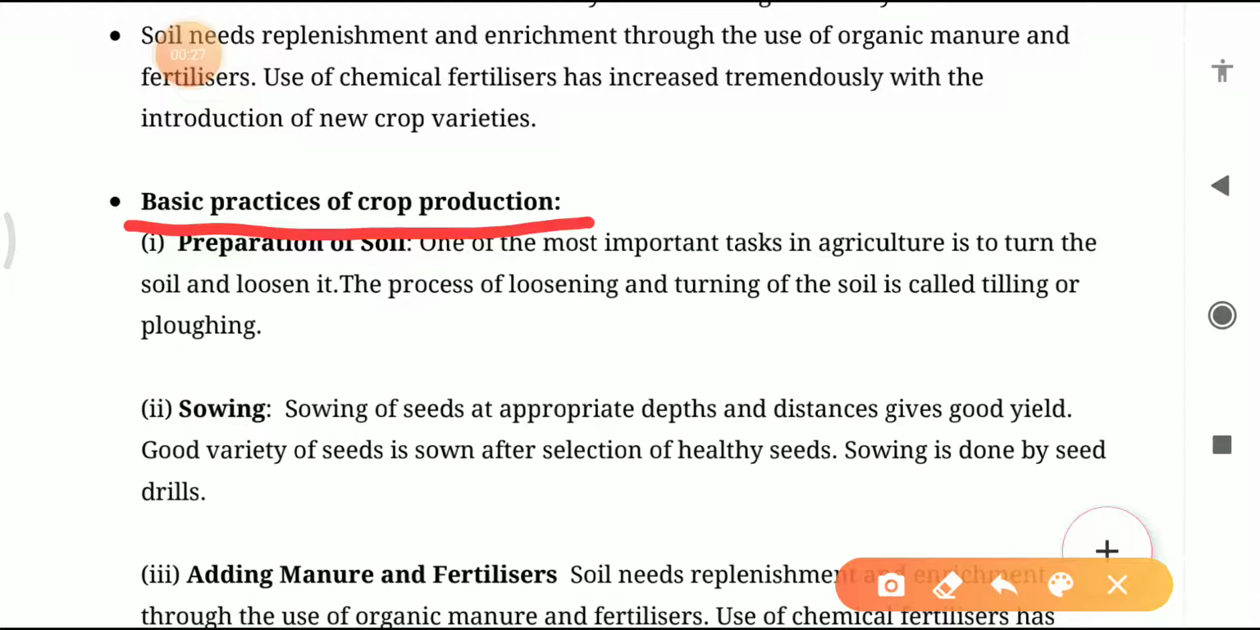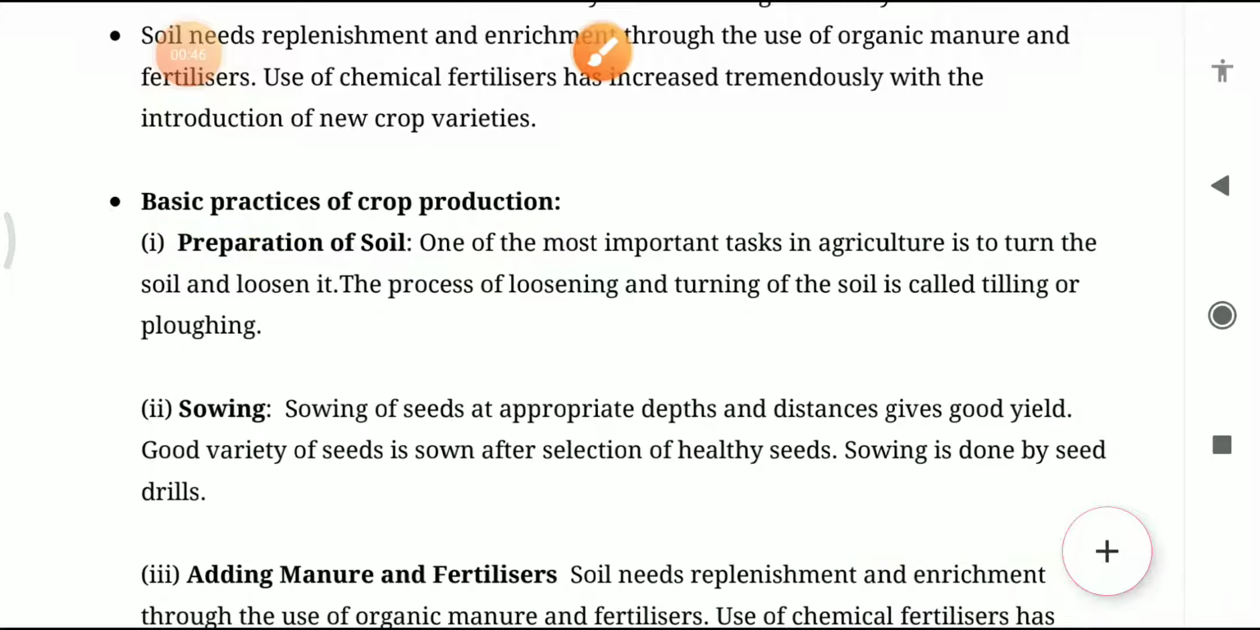What's the meaning of the basic practices of crop production? It means that various tasks performed by a farmer to produce a good crop are called the basic practices of crop production. The basic practices of crop production have many steps. First one is preparation of the soil.